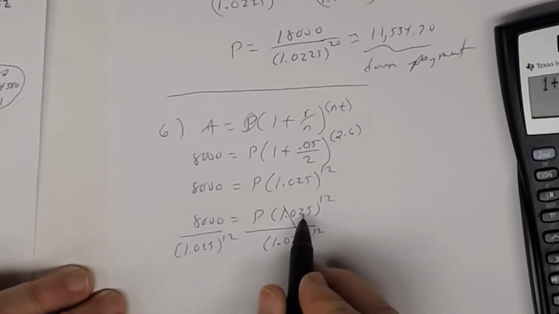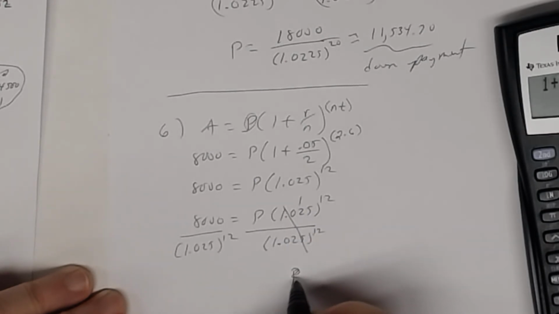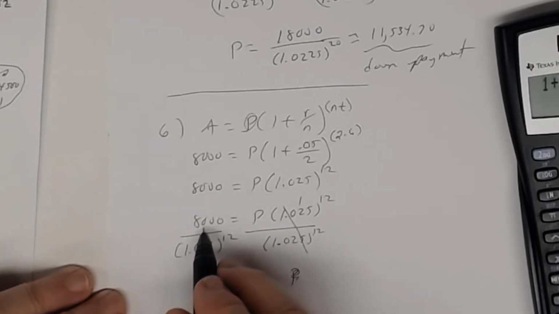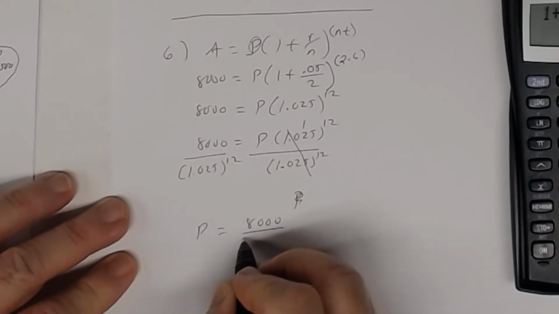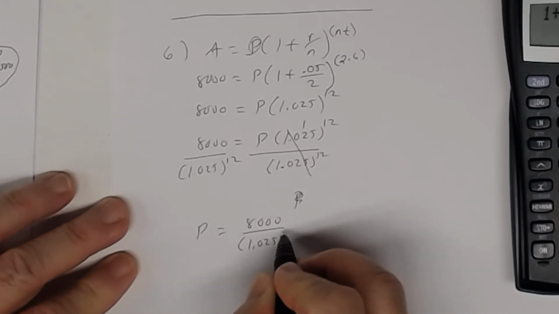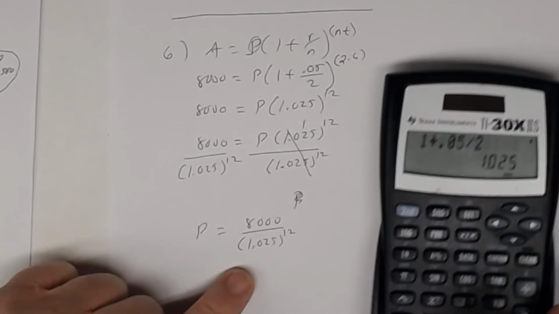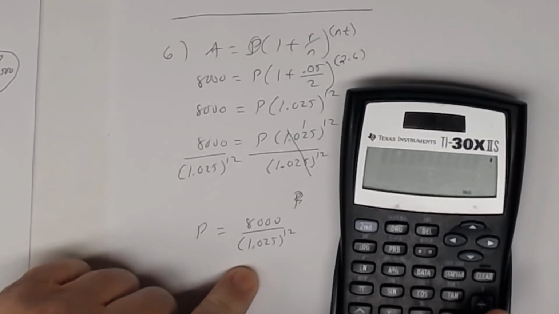So this number divided by itself is 1. 1 times P is P. So let me write it like this. P is going to equal this number right here. So P is going to equal 8,000 divided by 1.025 raised to the 12th power. And the rest is just your calculator.